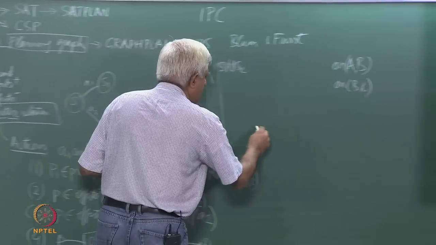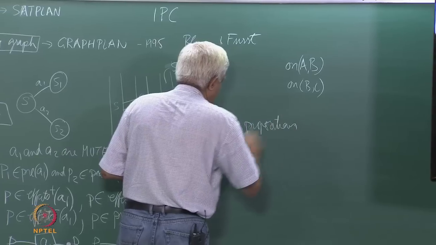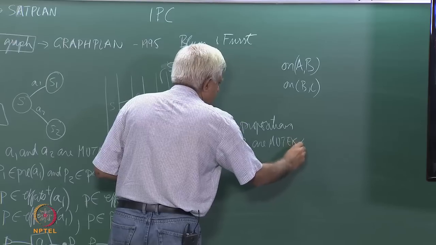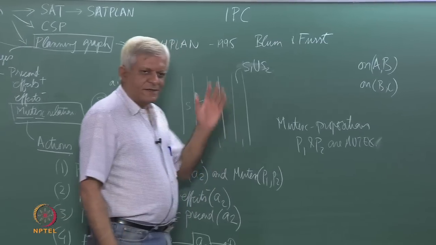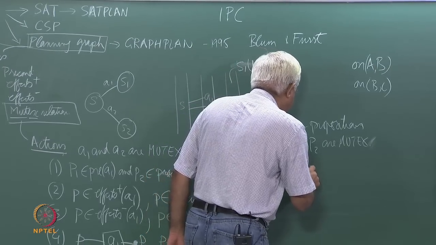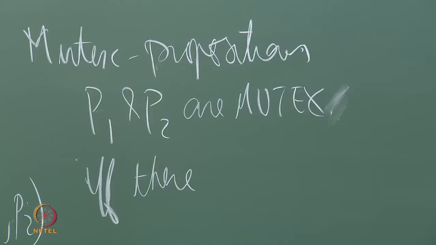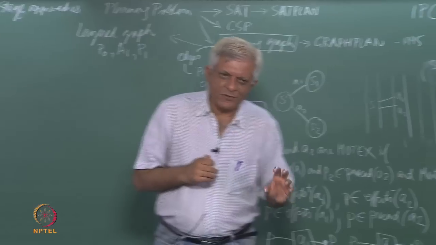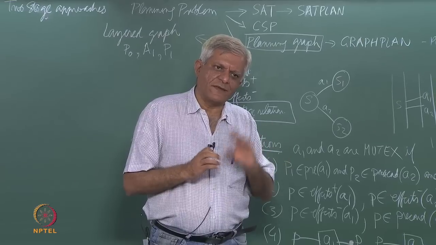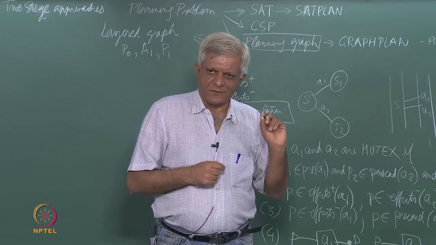Then mutex relations between propositions. P1 and P2 are mutex. P1 and P2 are propositions in the same layer obviously, mutex relations are always within a layer. I will just write a long explanation. What we want to say is that P1 and P2 are mutex if all ways that P1 can be produced are mutex with all ways that P2 can be produced, and by this I mean any action which produces P1 is mutex with every other action which produces P2.